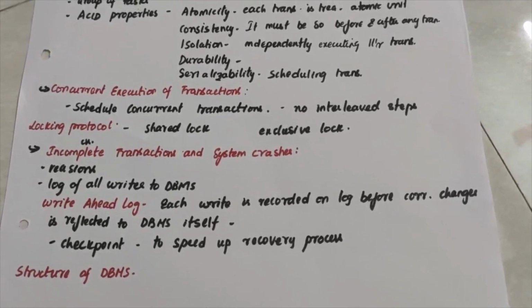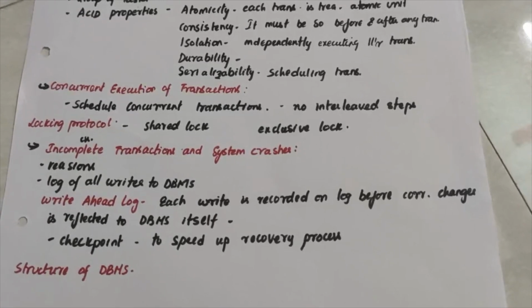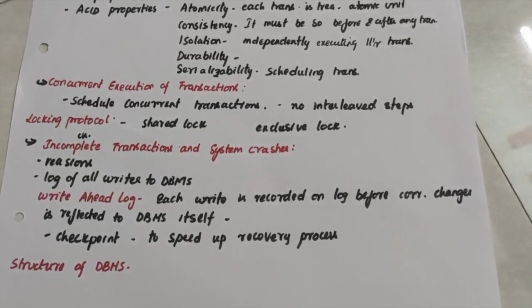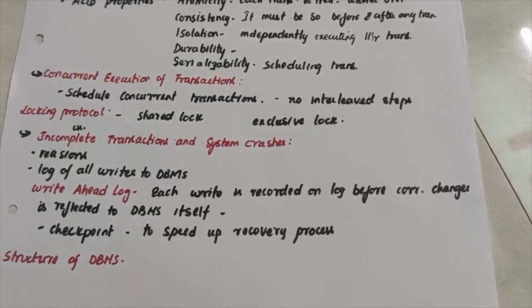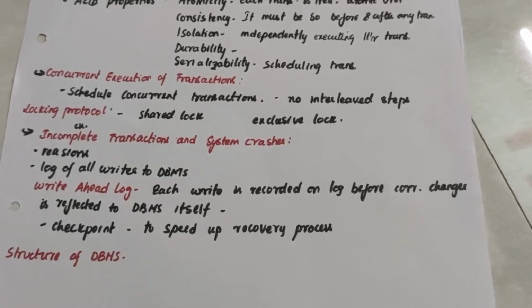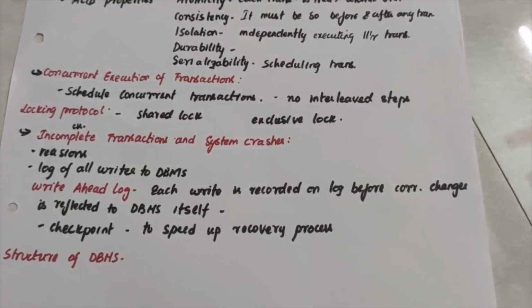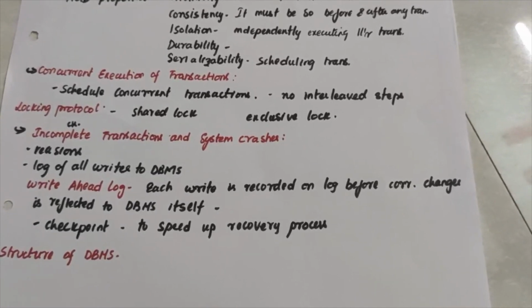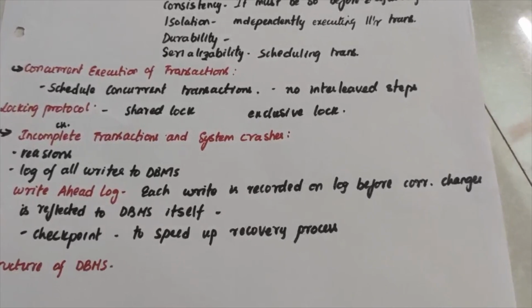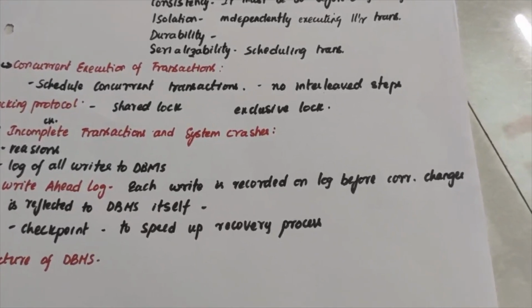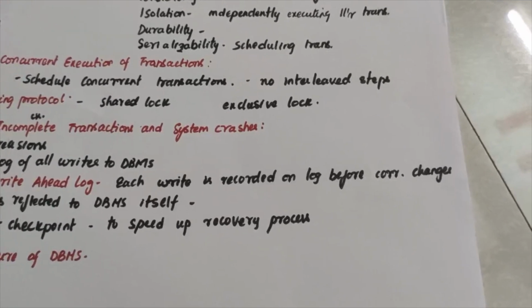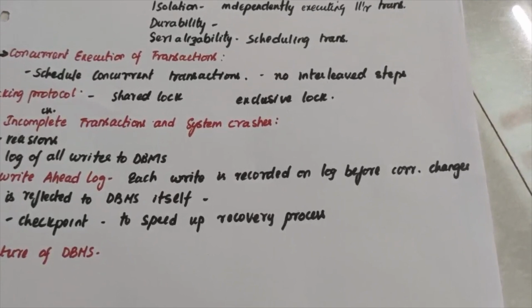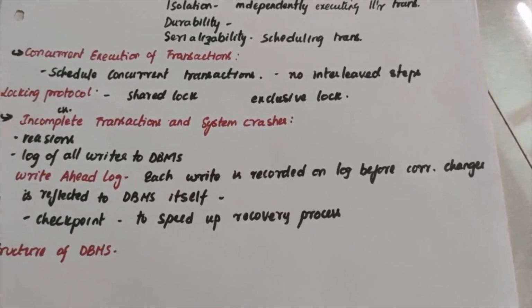One is the concurrent execution of transactions. Since the DBMS allows concurrent users to operate on the data simultaneously, we should employ certain mechanisms for managing the transactions. First one is scheduling the concurrent transactions. We should schedule the transactions so that no two transaction steps are interleaved. That means once a transaction is started, it should run to completion, otherwise it should be rolled back. The steps of that transaction should not be interleaved with the steps of other transactions. So we do this with the help of some schedulers.